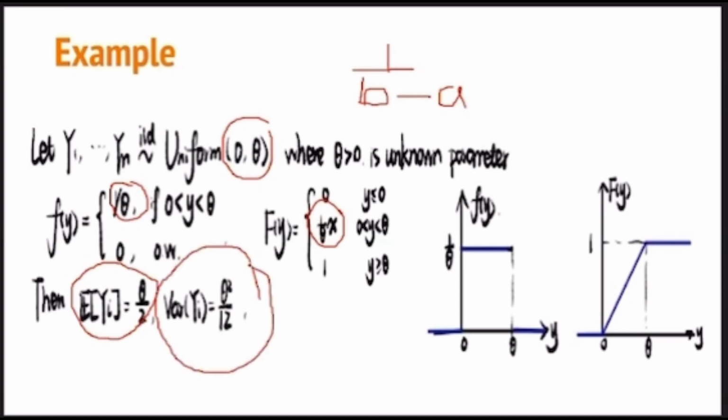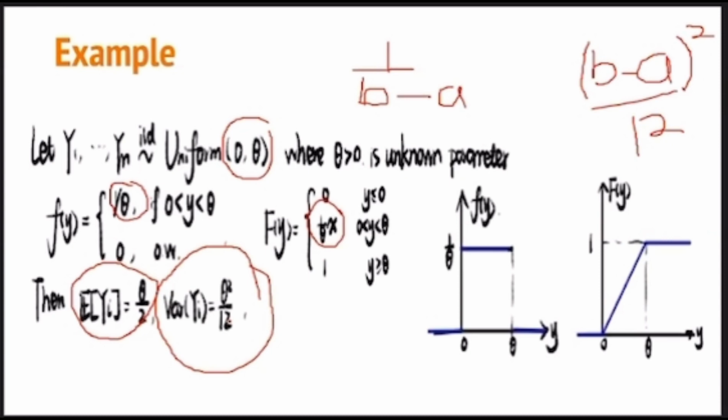From lower level statistics, I think the variance is b minus a, all squared, divided by 12. Now a is 0, b is theta. That was why we got theta squared over 12. Does that make sense? Now, take a look at this.